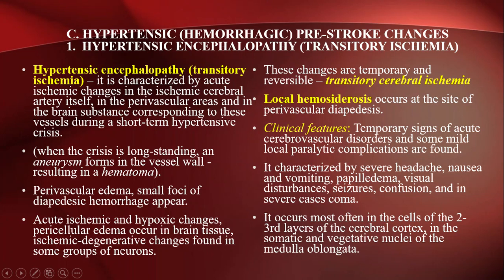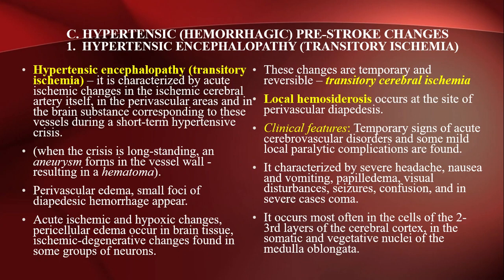The third group of ischemic cerebrovascular diseases is hypertensive pre-stroke change. The first of them is hypertensive encephalopathy, or transitory ischemia. It is characterized by acute ischemic change in the cerebral artery itself, in the perivascular areas, and in the brain substance corresponding to these vessels during a short-term hypertensive crisis.